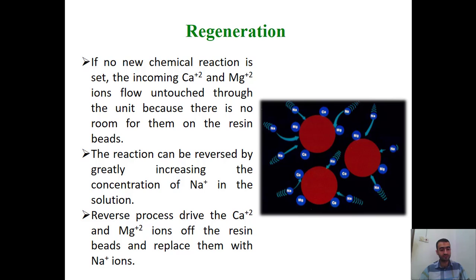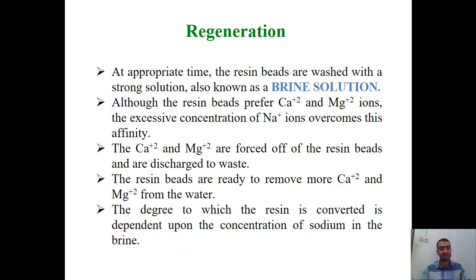So the effluent quality will become worse, and then we have to carry out a reverse process to pull the calcium and magnesium ions off the resin beads and replace them with sodium ions. So this is the process of regeneration. We want to remove the magnesium and calcium, which are already attached to the beads, or the resin, and replace them with sodium to make an active resin again that can be reused in a second cycle of the ion exchange process.